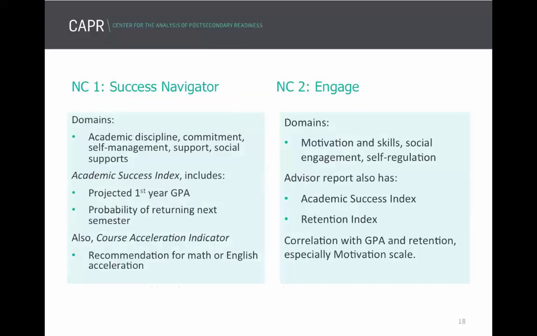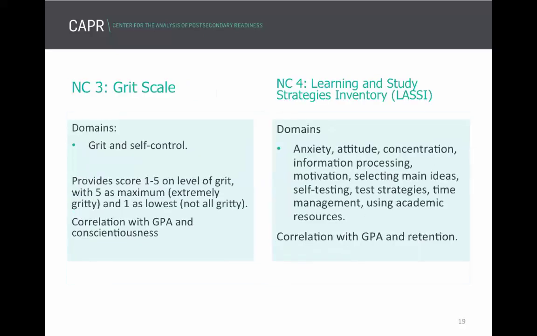So a few of the examples: both College Board and ACT have products. Those are the ones that are here. The Success Navigator has a built-in academic success index that recommends whether a student should be considered for acceleration or movement up a level in math or English. Engage has domains across motivation and skills, social engagement, and so on. And both of them have some research that backs up their value in terms of predicting success in college. I mentioned the grit scale. Grittiness has been correlated with high school GPA or with college GPA. And the LASSI out of Texas is also one that's been used fairly extensively over time and has been correlated with success in college and has information about a lot of different domains.